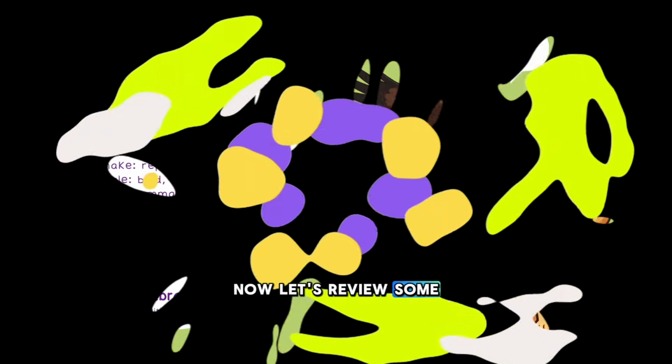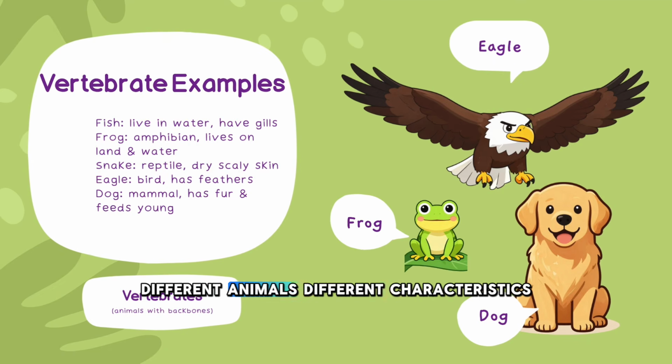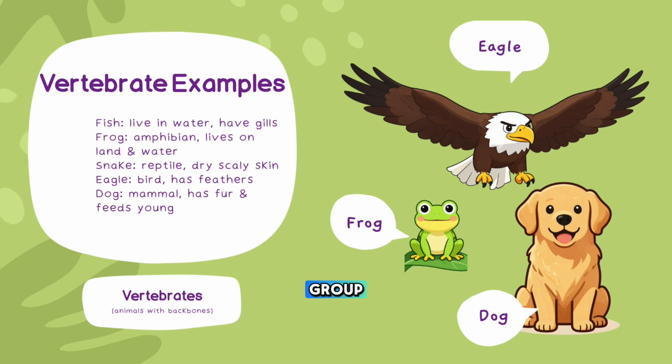Now, let's review some examples. A fish lives in water and uses gills. A frog is an amphibian and can live on land and in water. A snake is a reptile with dry and scaly skin. An eagle is a bird with feathers. And the dog is a mammal with fur that feeds its young. Different animals, different characteristics, but they all belong to the vertebrate group because they have backbones.